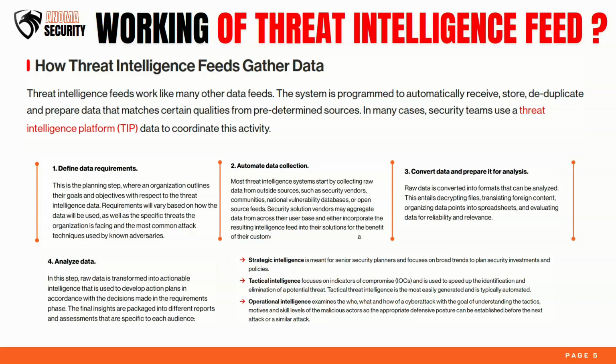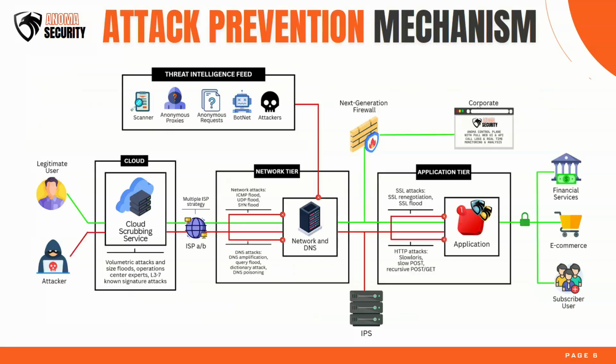This is a traditional attack prevention mechanism, pretty standard for an organization. As you can see on the left-hand side, we see a legitimate user and the hacker, who is trying to breach the service. Here are ISP A and B, which are aggregated to balance the load. And if you look at the top, we can see the threat intelligence feed, which is directly connected to the network and DNS.